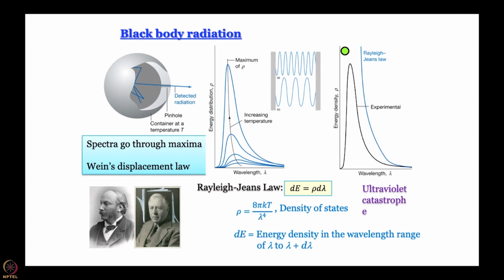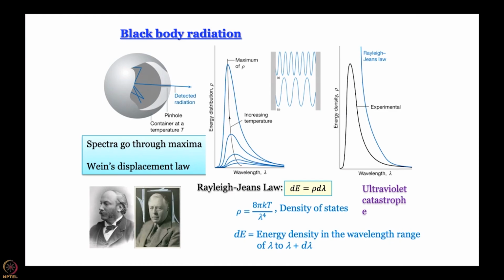In the ultraviolet region there is a very big mismatch between the theoretical prediction of the Rayleigh-Jeans model and the experimental observation. This goes by the name of the ultraviolet catastrophe. The model completely breaks down in the UV region.